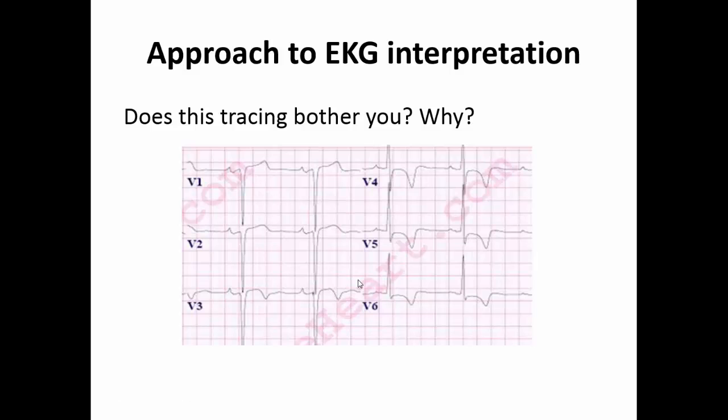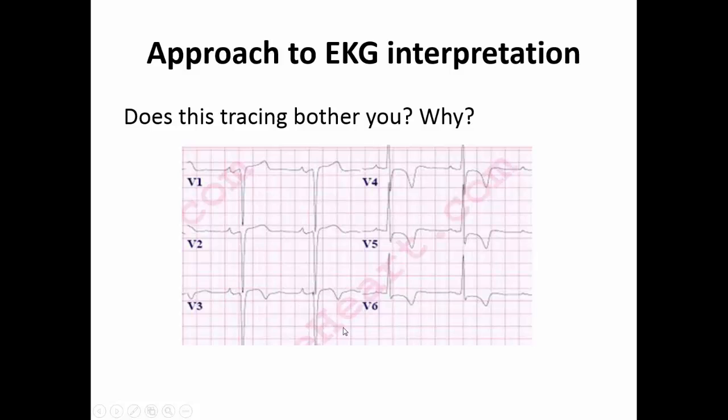Here's another partial EKG. You have all the precordial leads. What do you think about this EKG? Worrisome? Not worrisome? Well, in my opinion, you have these deeply symmetrically inverted T waves, at least in V4, 5, 6, and a sort of biphasic T wave in lead V3.